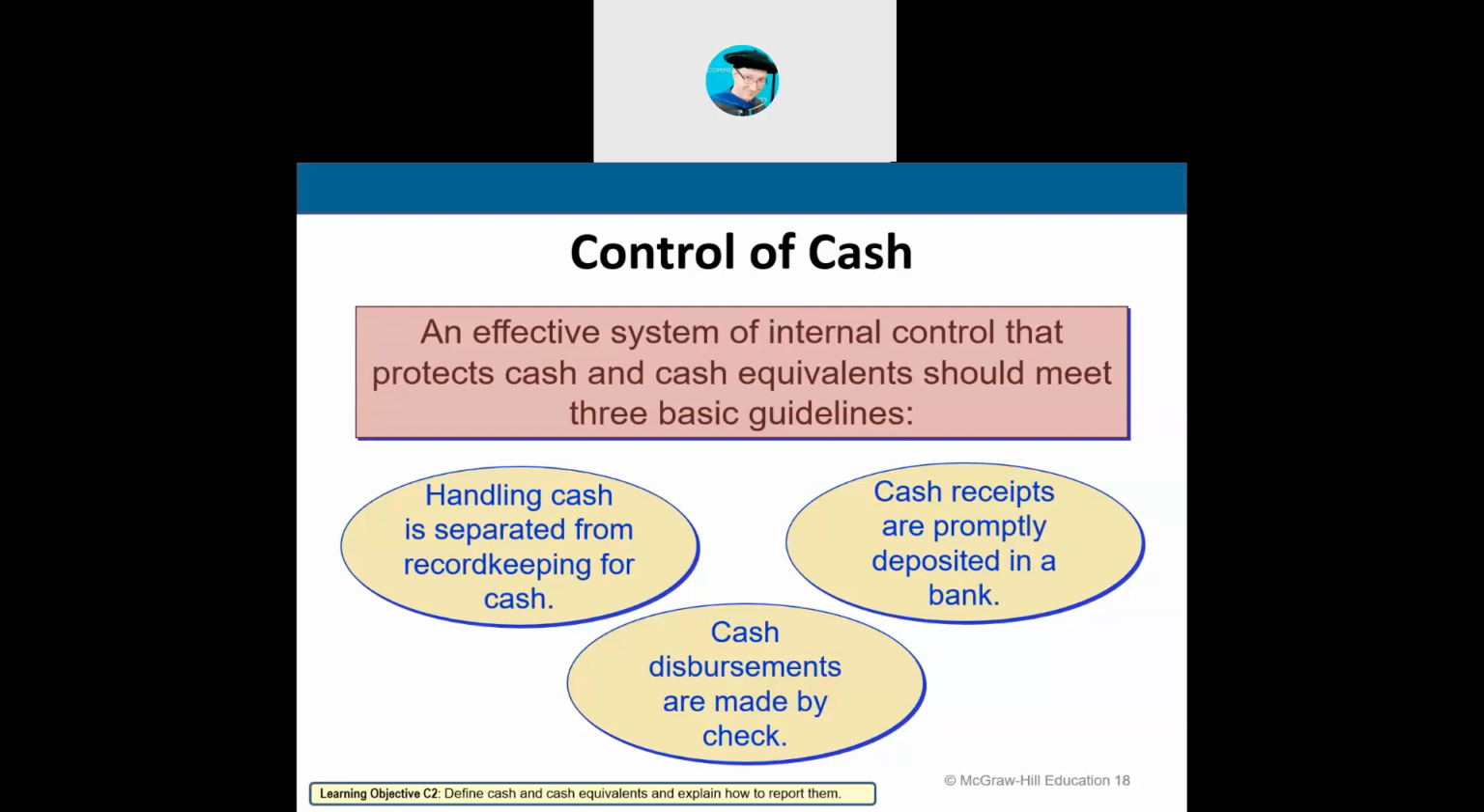Okay, control of cash. Handling cash should be separate from record keeping for the cash. As I explained earlier, one individual counts the cash, the other person should be entering the cash into the accounting book separately. Yeah, separate people. Cash disbursements are made by check. In other words, let's say your company allows employees to file an expense report with your company. When you pay that employee back for their expenses, it should be in the form of a check, not cash. That's for record keeping reasons, yeah? Paper trail. Cash receipts are promptly deposited into the bank. Don't be sitting on cash in a safe. Okay, that's very unsafe. Got to protect your cash.